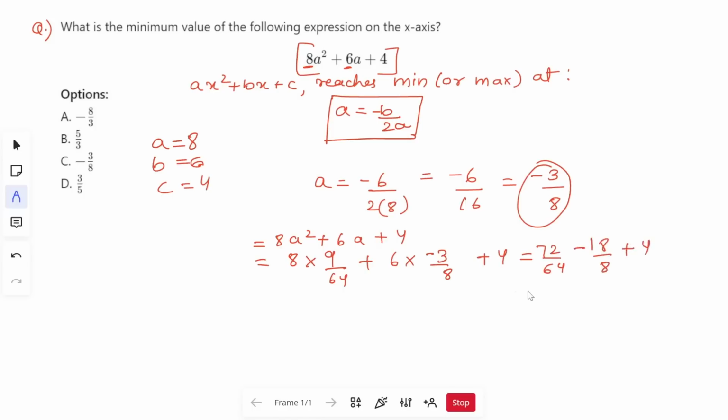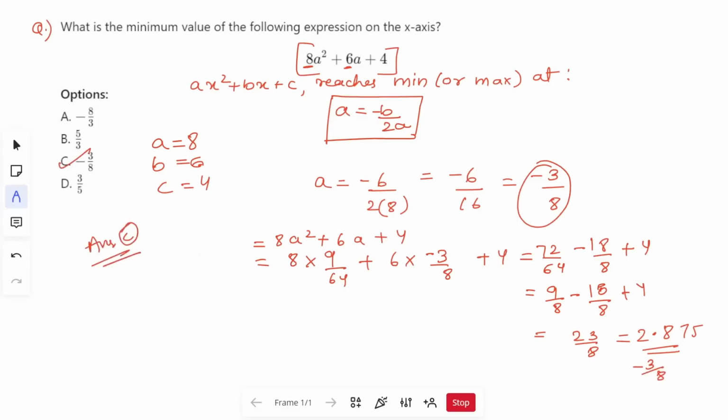Now we will further solve it by taking the LCM. First of all, I'm cancelling this out. So 9 by 8, cancelling it with 8, so 9 by 8 minus 18 by 8 plus 4. Finally solving it completely will give us 23 by 8, which is equal to 2.875. If you convert it into mixed fractions, it will be minus 3 by 8. So the correct answer is going to be option number C for this question.